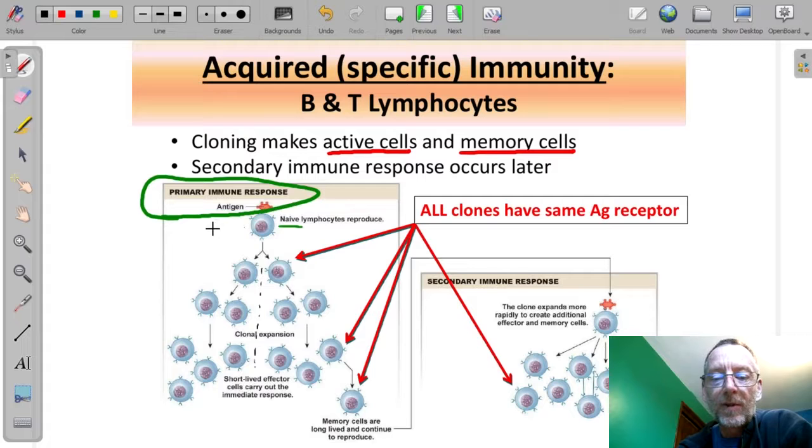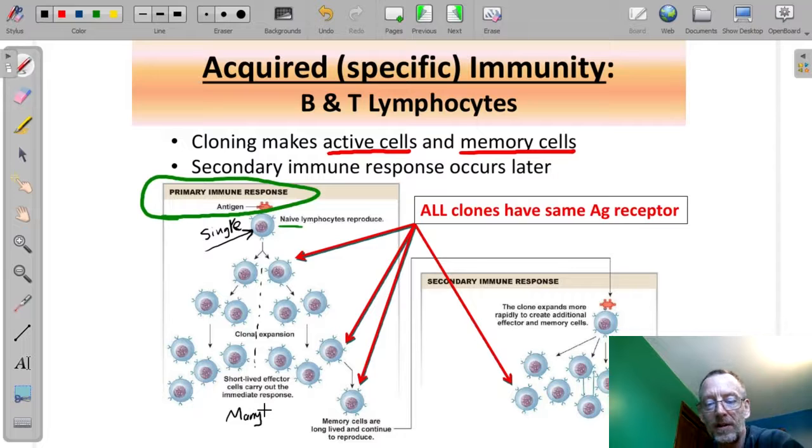So we started with one single cell that just happened to be able to recognize that antigen, and now we have many cells, both long-term memory cells and short effector cells that will fight at the moment. The clones all have the same antigen receptor.